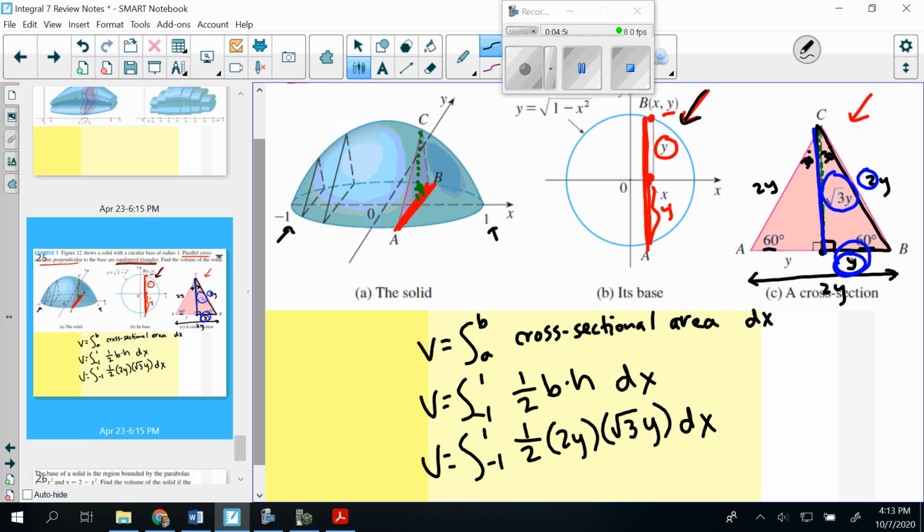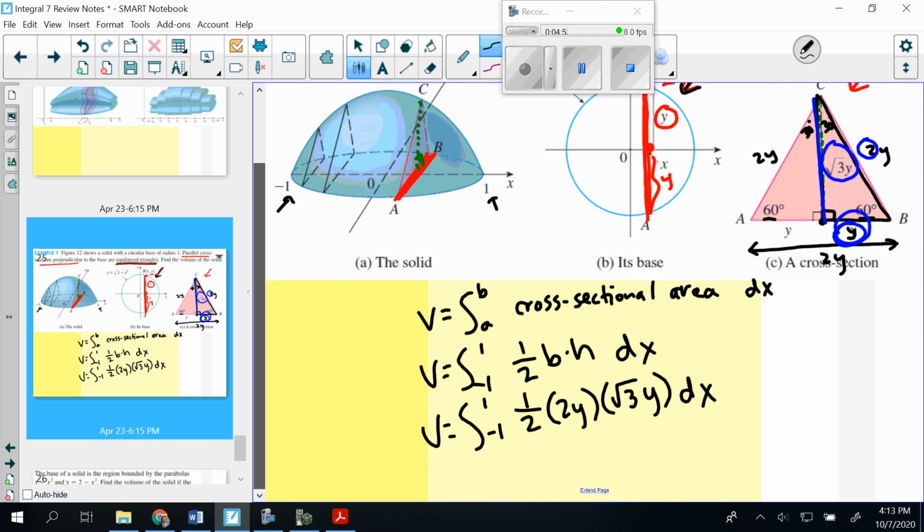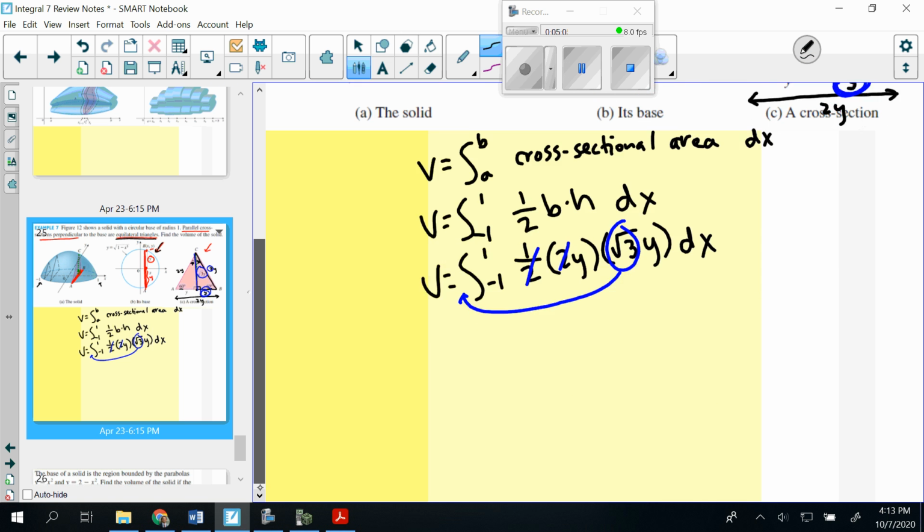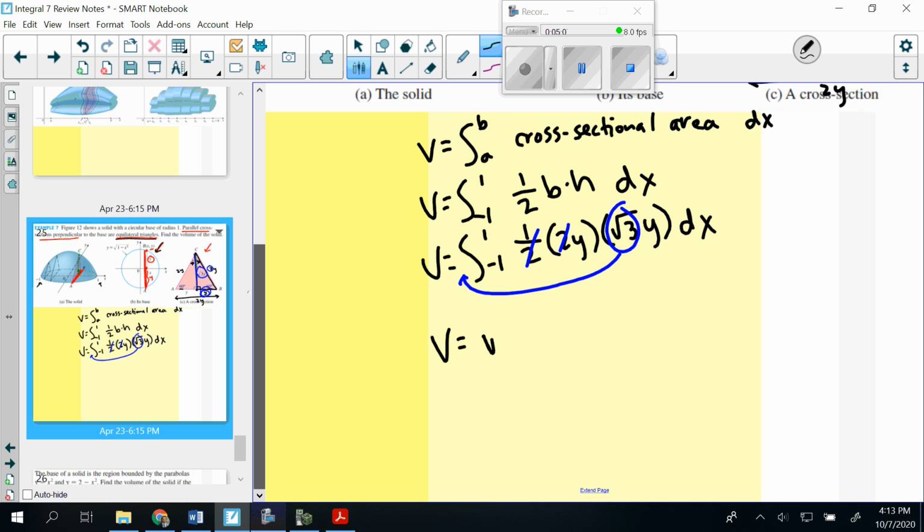Okay, so now we got to integrate that. To integrate that, we can do a couple of things here. Half of 2, that's going to be just 1. Our constant, we can pull out here, put it out front to make our integral a little bit nicer to work with.